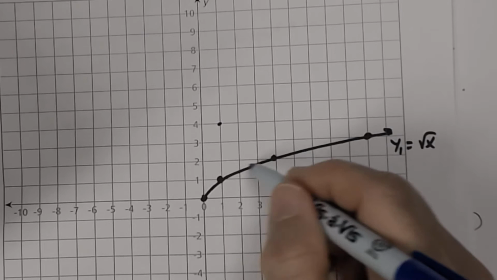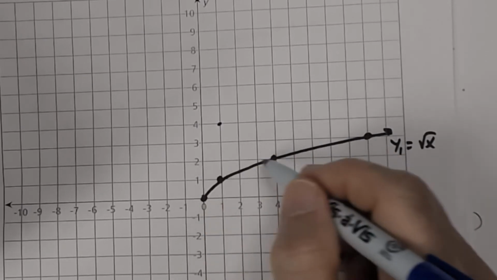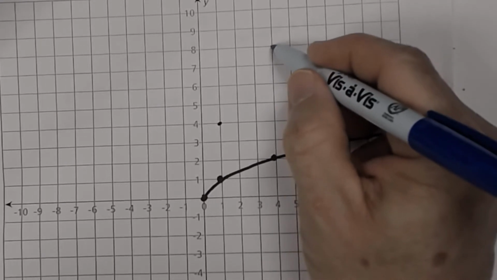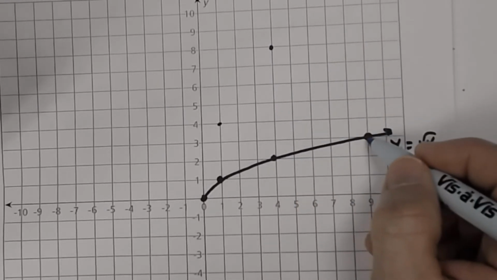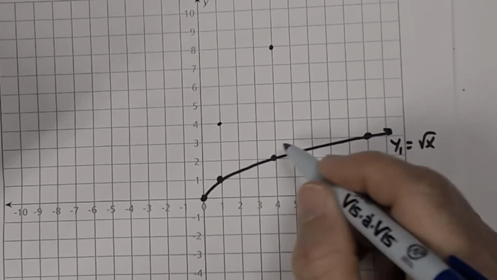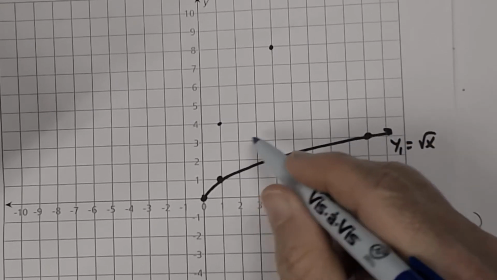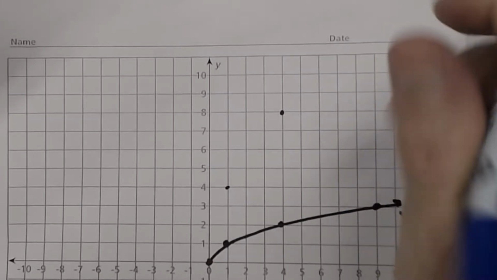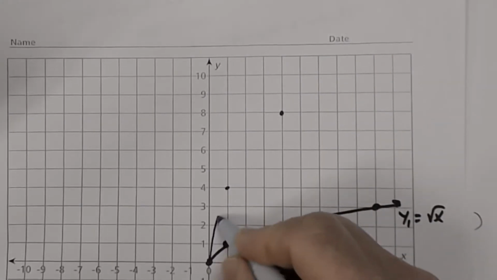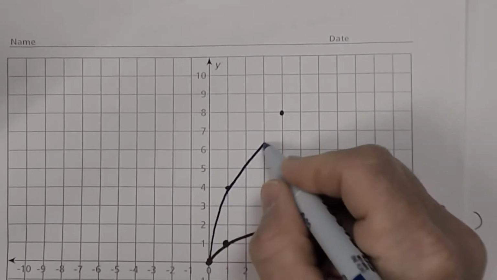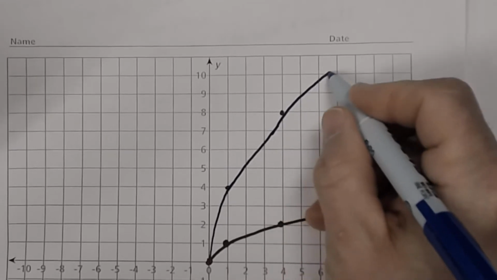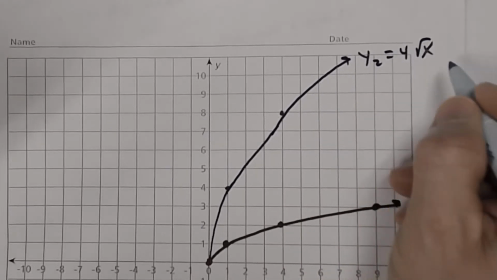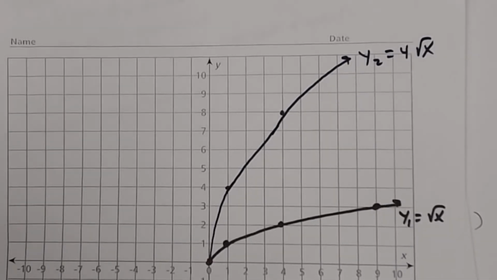(4, 2) becomes what point? Multiply this by 4 and you get what? 8. So (4, 8), which is here. And this one right here is the point (9, 3), so that becomes the point (9, 12), but I don't have enough room, so I'm not going to worry about plotting that one. So this right here, you're going to draw your function, and this is y2, which equals 4 square root of x. That's how you're going to say it.